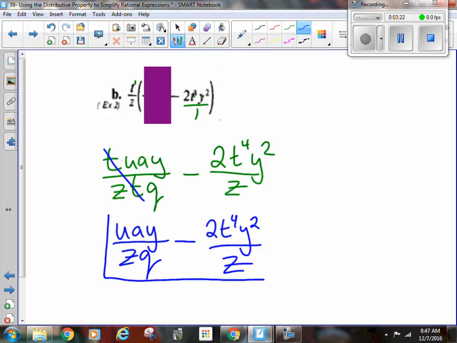These are not like terms because they do not have all the same variables to the same exponents, so that's where my answer stays.